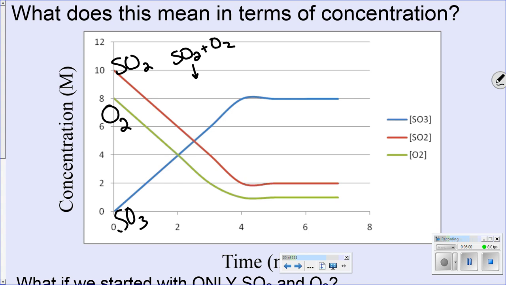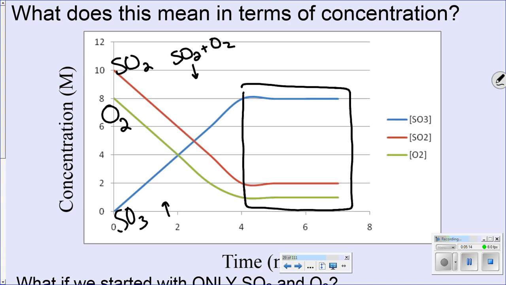They're forming SO3, so we can see that the SO3 is increasing. What is really important on this graph is what happens right about minute 4. And I don't know why there's that little blurb there, but what really occurs that we care about is the fact that from minute 4 on, our concentrations remain constant.